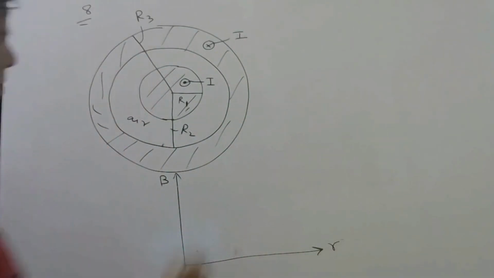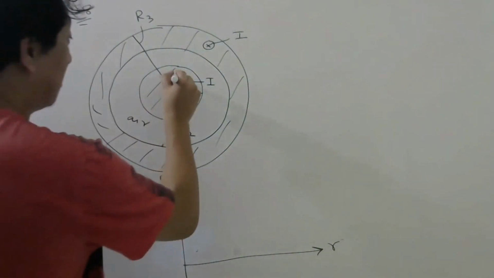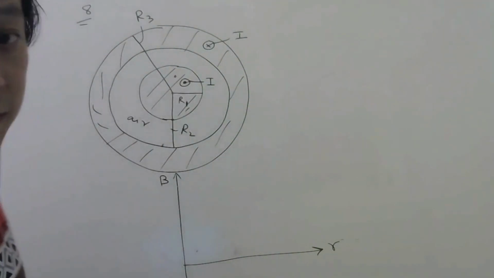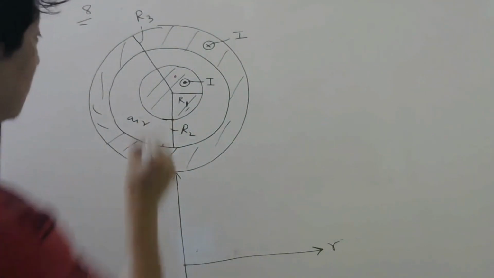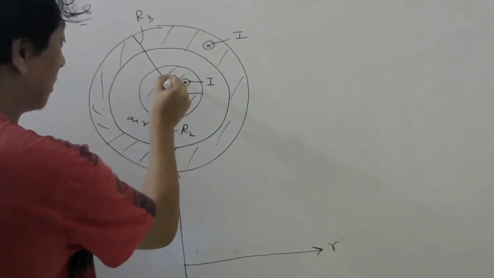So let us discuss. First, let us say I am at some point here. Then what should I do? I should draw one Amperian loop. Yes or no? So let me draw one Amperian loop like this.